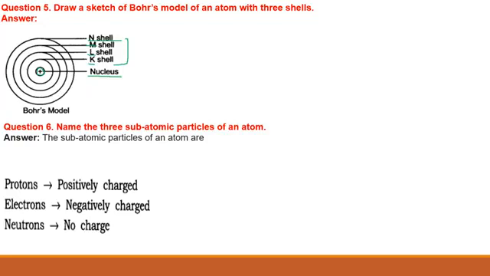Question number 6. Name the 3 subatomic particles of an atom. We know that protons are positively charged, electrons are negatively charged, and neutrons don't have any charge. So these are the 3 subatomic particles of an atom. Very important question, can come for 1 mark.